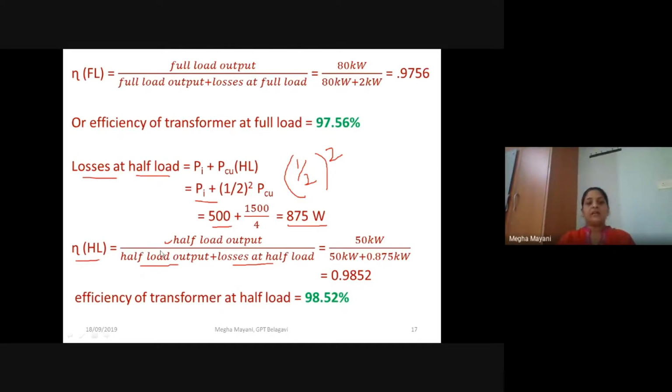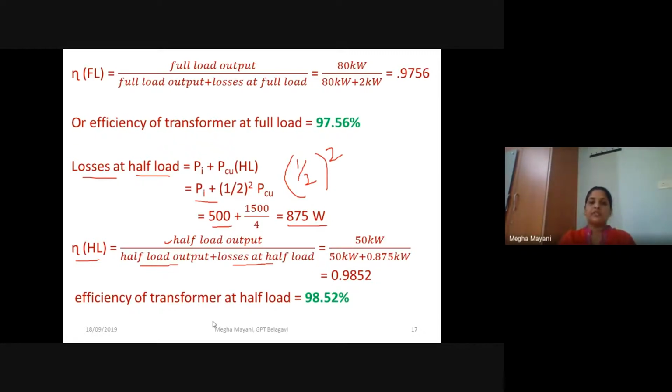So the efficiency expression has the loss in the denominator, so when it is decreased, definitely we have an increase in the efficiency. So from full load to half load we have got an improvement, or we have got an increase in efficiency by around 1%. So hope the solution is clear with you all.